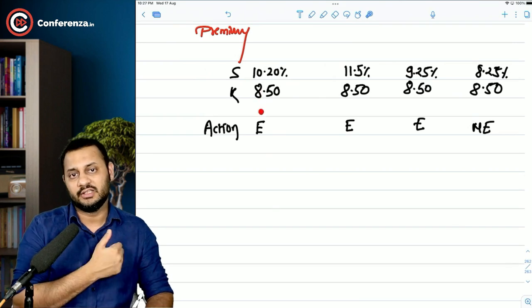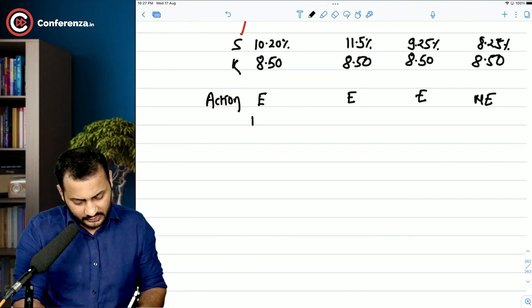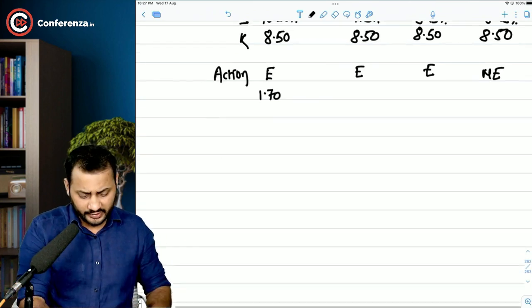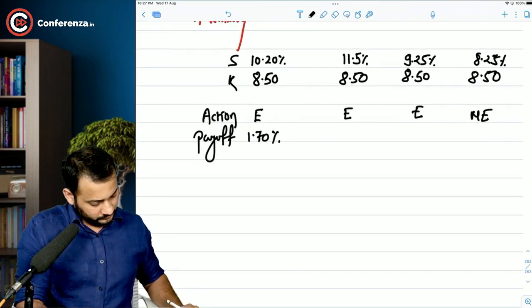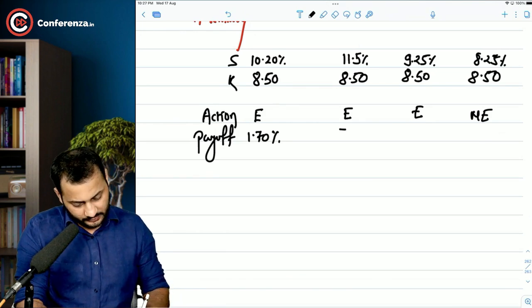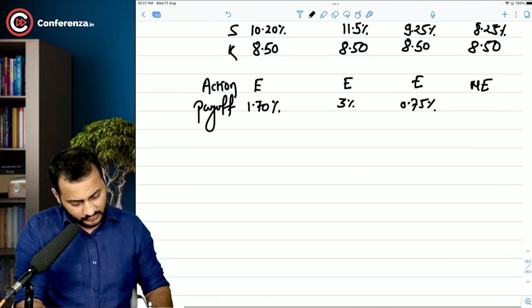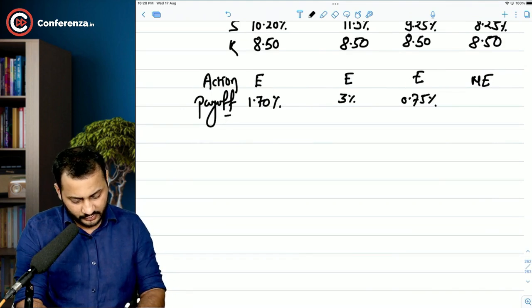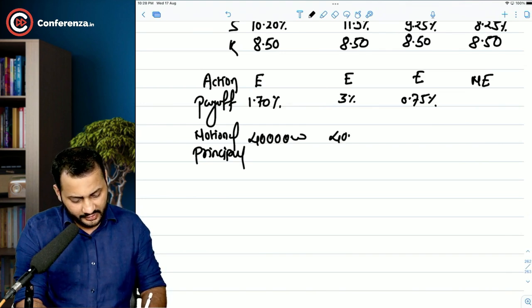How much? So the difference between these. How to calculate that? It's very simple. 10.2 minus 8.50. That's 1.7. And the calculations are annual, so you don't have to worry about it. 1.7% payoff. That's 3% and 0.75%. So these are going to be the payoff in terms of rupees. It will be applicable on the notional principal, 40 lakhs. You can write it in table also, need not be in this format. The format can change anytime.